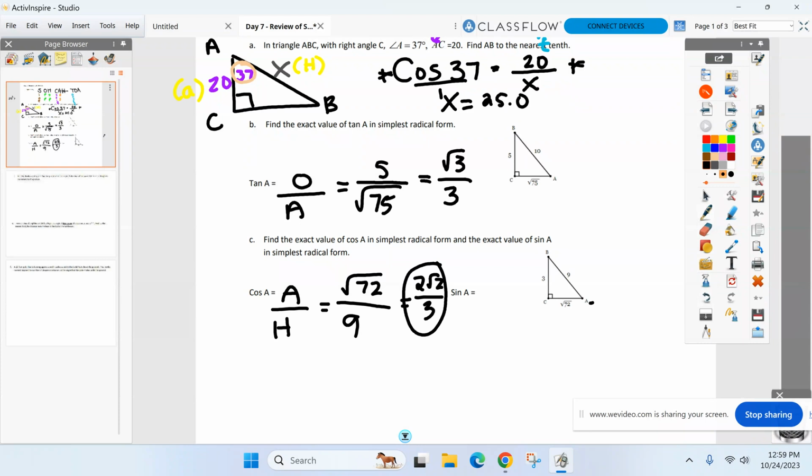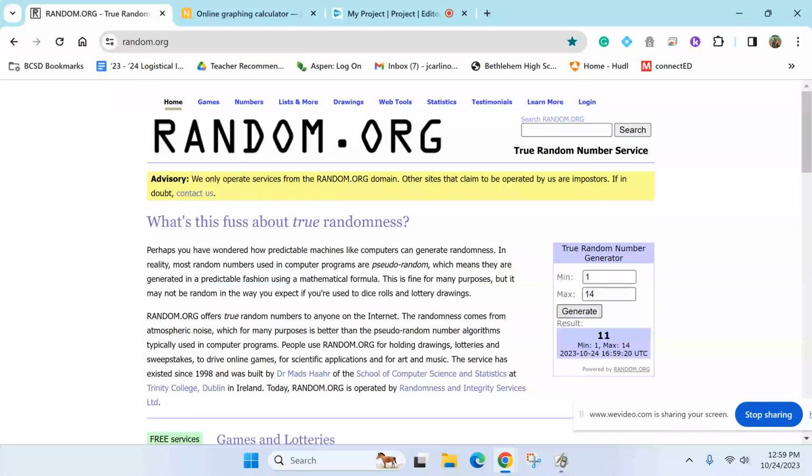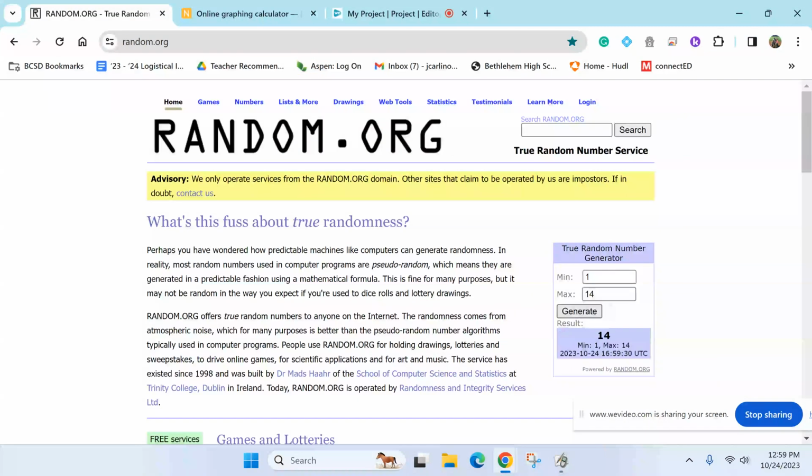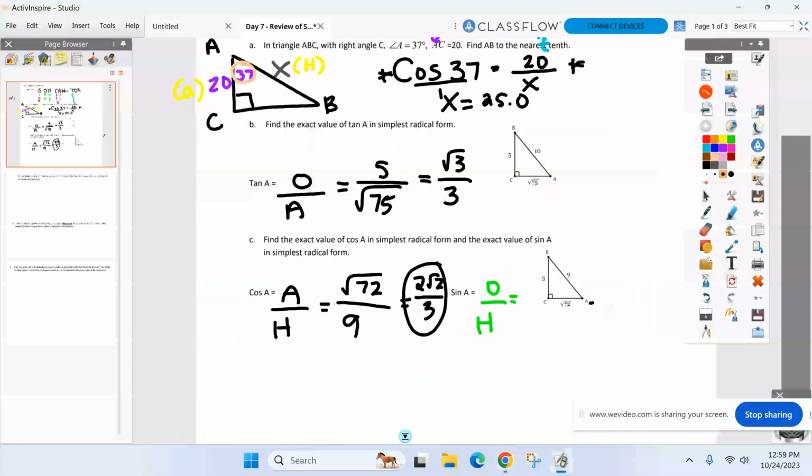Sine A. Tell me what you know about sine. Drew, what do you know about sine? Opposite over hypotenuse. Yep. All right, here we go. What's opposite and hypotenuse in this case? Isabel, what's the opposite? 3. And how about the hypotenuse? 9. You can type that in your calculator or reduce it on your own, right? No radicals there. That's what, 1/3?